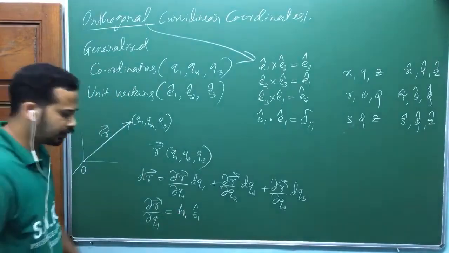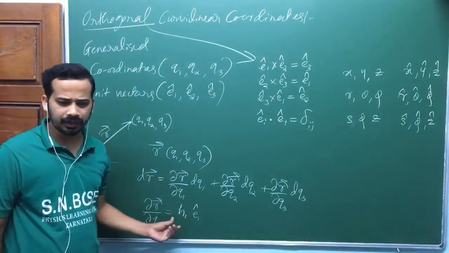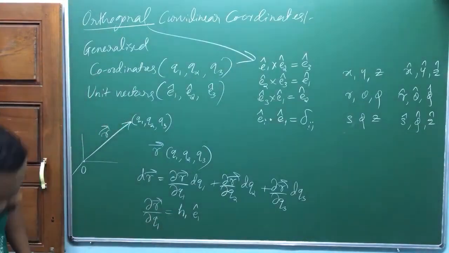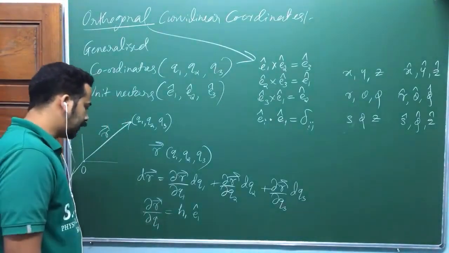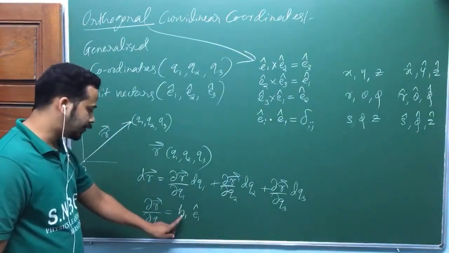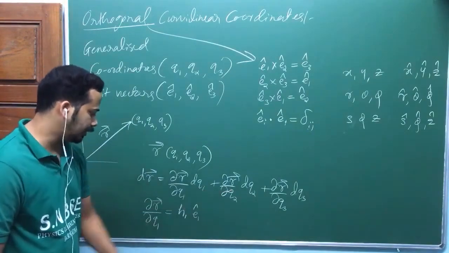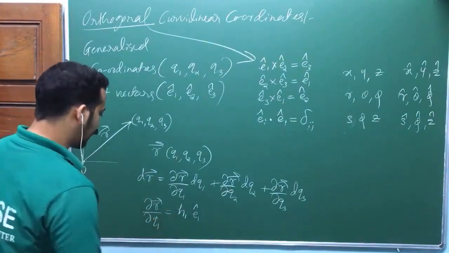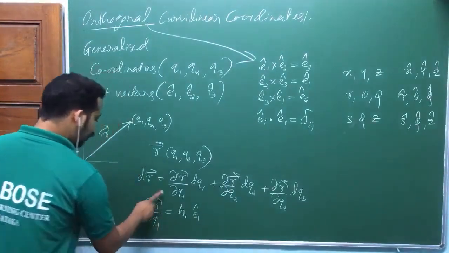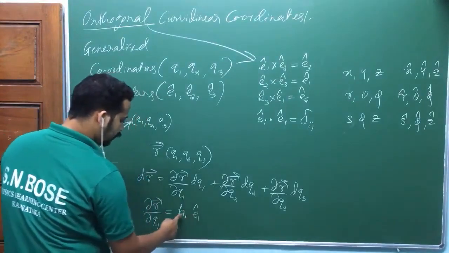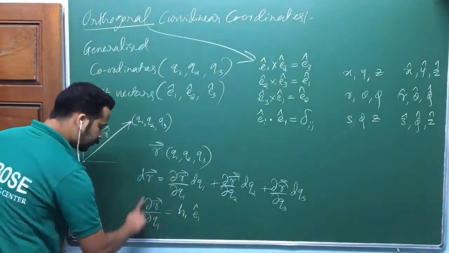It has some name, the metric element or something. Actually, in tensor analysis, those kind of words are more relevant. But here, to remember some formula, this H1, H2, H3 is what I'm going to define. Those are very important. Now look at it. What is H1? H1 is nothing but the modulus of this vector. If you put mod, mod of E1 cap is 1.